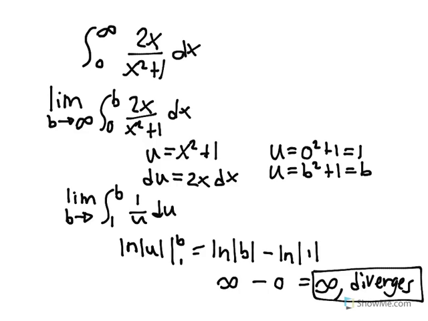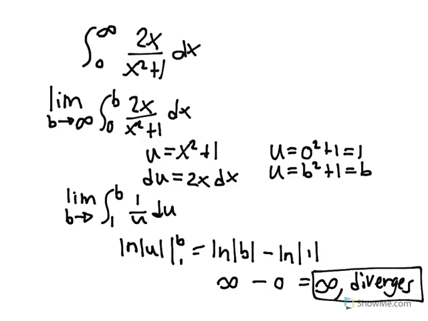So then plugging those back in, we get the limit as b approaches infinity of the integral from 1 to b of 1 over u du. The integral changes to 1 to b because if you plug 0 into the u substitution, you get u equals 0 squared plus 1, which is just 1. And if you plug in b, it'd be b squared plus 1, which is about b, so the integral changes from 1 to b. And from here we know how to do the antiderivative.